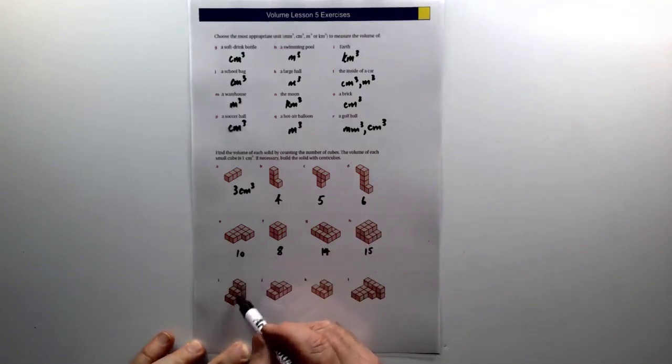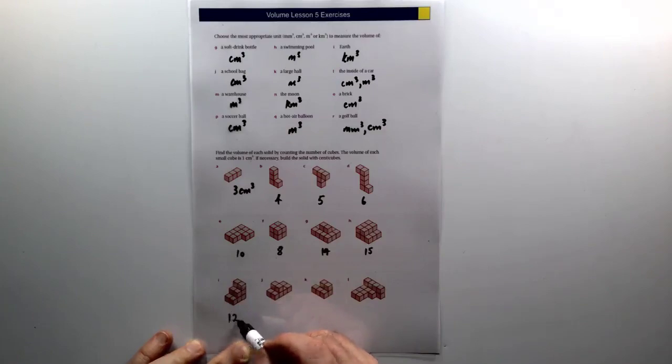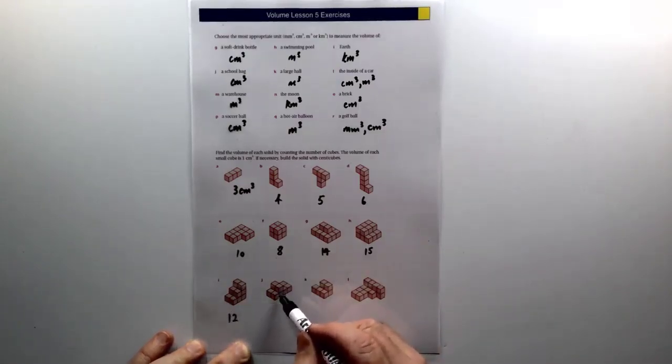Again, do this front layer, which has got 6 in it, and 6 lots of 2 is equal to 12. Again, the front layer's got 4. 4 times 2 is 8.